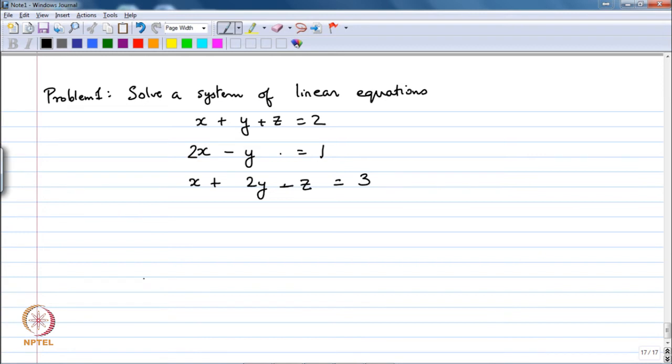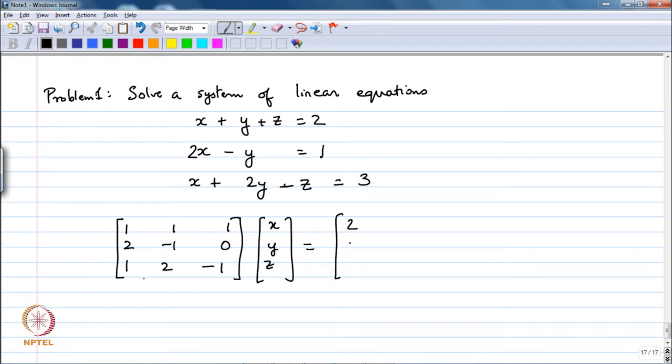So what you do is you look at your matrix of coefficients. It is 1 1 1 in the first row, the second row is 2 minus 1 0, where I can write this as 0 times z, and the third row is 1 2 minus 1. So this is your matrix of coefficients, and this times x y z is equal to 2 1 3. I can write the system in this form.